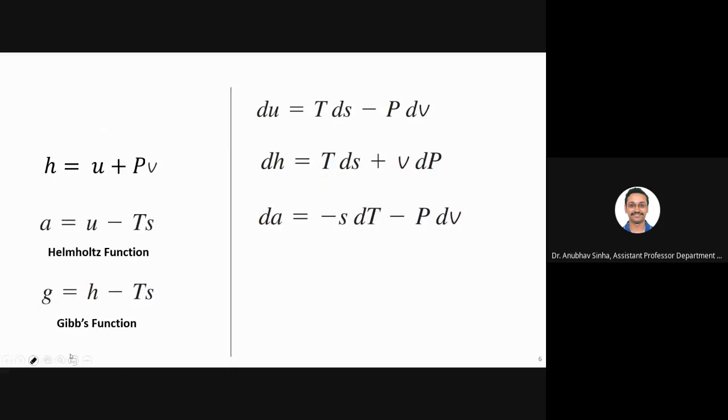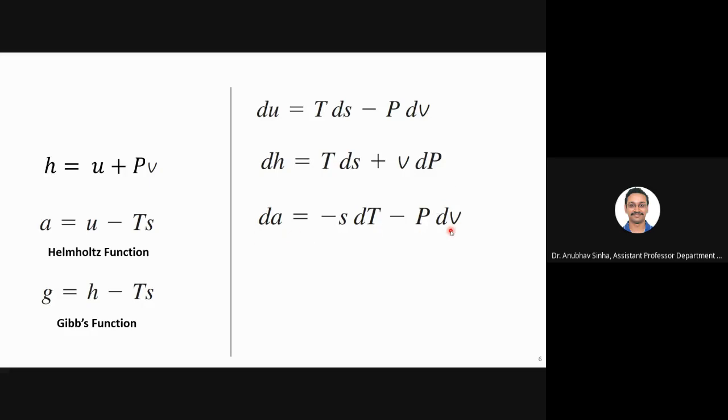So in a similar fashion for dA also, dA will be dU plus minus TdS minus SdT. Okay, SdT is there, TdS will get cancelled with this. So we are remaining with minus SdT and minus PdV is also remaining. So this is for dA.